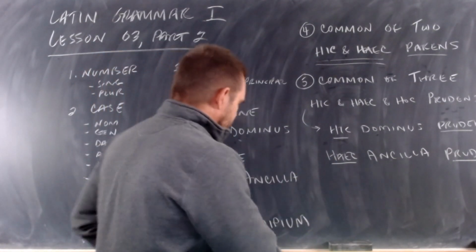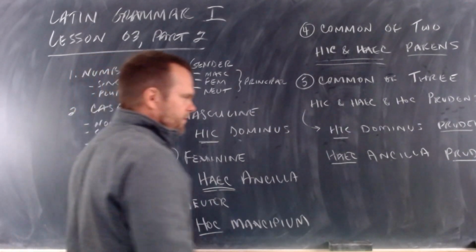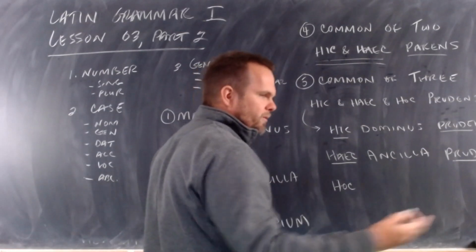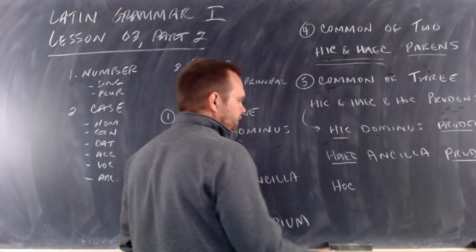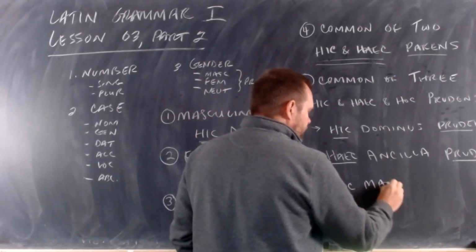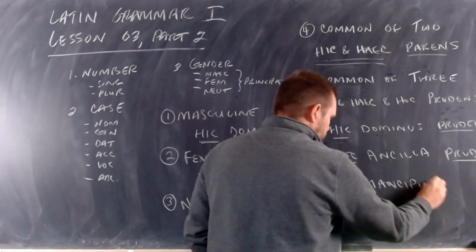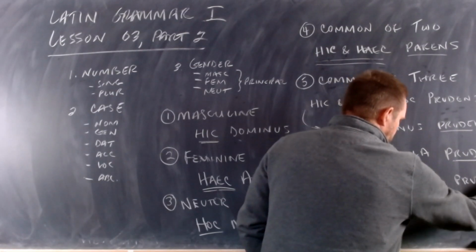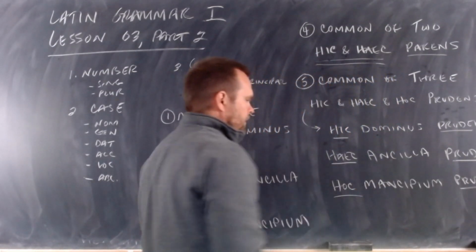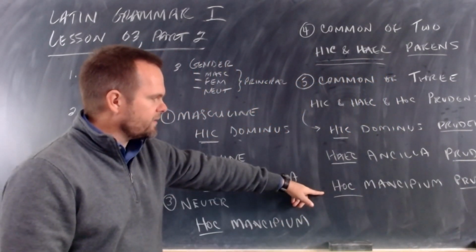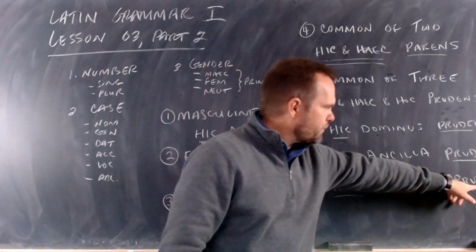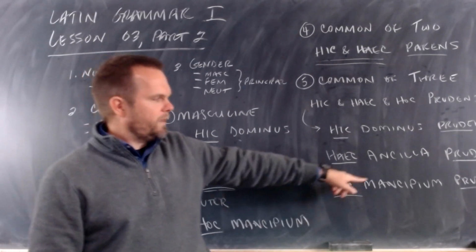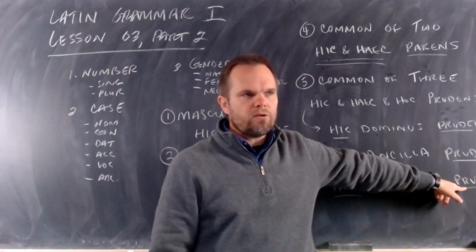But if we wanted to say the wise slave, and by wise we would mean skillful, like he was good at something, he had some skill, we could say hoc mancipium, and it's the same word, prudens. And so in this phrase, we'd see that prudens has the neuter pronoun in front of it, which means that prudens here is neuter.